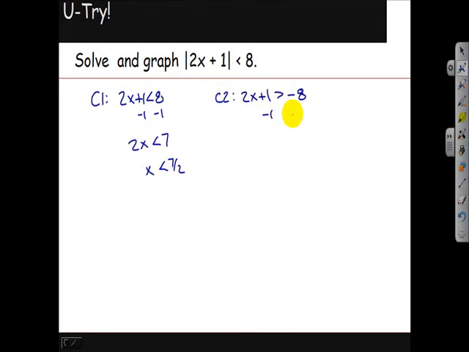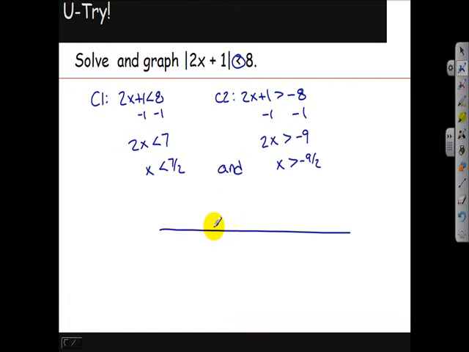Here we'll subtract 1 from each side. 2x is greater than negative 9. Divide by 2, x is greater than negative 9 halves. This is an and. I can tell that because the inequality is a less than. So we'll get an and, less than, and we'll graph our points, negative 9 halves and 7 halves. We've got open circles because we can't be equal, and we're in between. We can check that. Are we less than 7 halves? Yeah, we are. We're on the left side of 7 halves. That's less than. Are we greater than negative 9 halves? Yes, we are. We're greater than negative 9 halves.